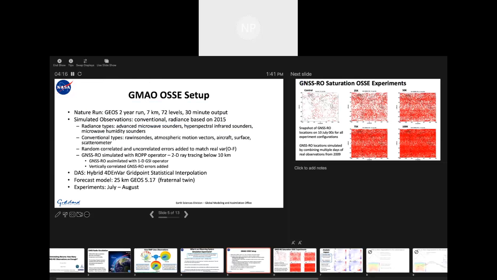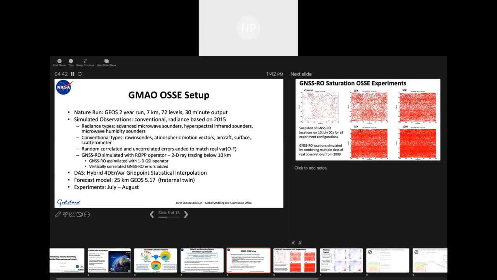We have simulated observations for microwave sounders, for hyperspectral infrared sounders, for microwave humidity sounders. We do all the conventional types, radiosondes, aircraft, AMVs, surface data. We add errors that are both totally random uncorrelated and random correlated errors in order to try to match the error statistics that we see with the real data.